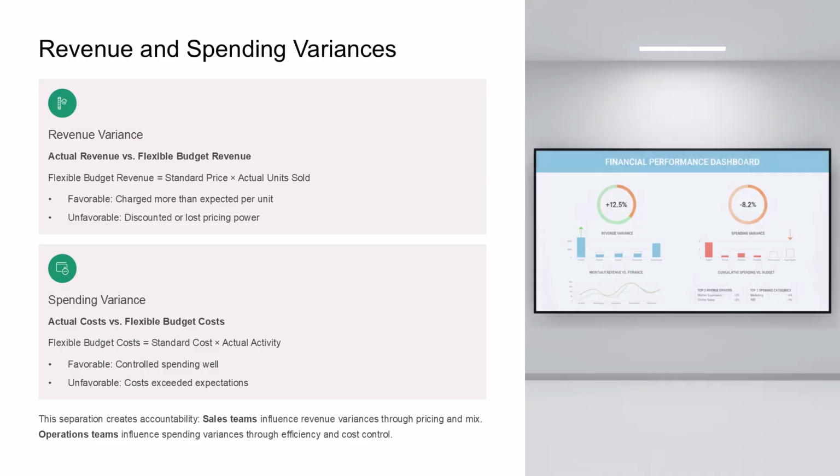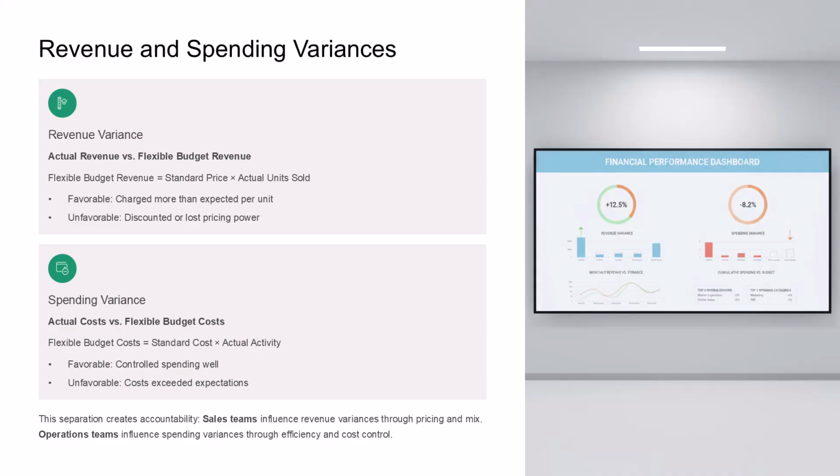Sales teams influence revenue variances. Operations teams influence spending variances. By separating them cleanly, you create accountability and focus. You're not lumping everything into one confusing number. You're breaking performance into components that people can actually manage. Let's go back to Larry for a second. His revenue variance was $500 unfavorable because he didn't achieve $30 per lawn on average. That's a pricing or sales execution issue. Maybe he needs to reconsider his discount policy.